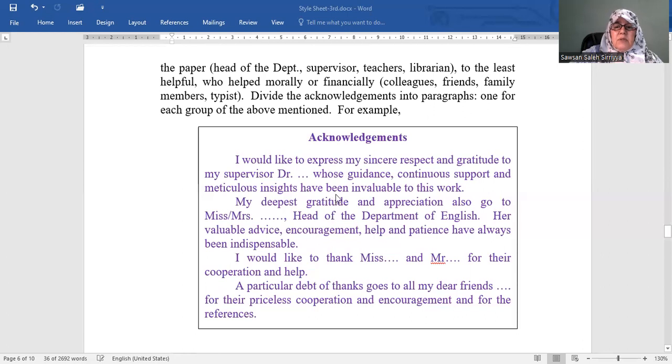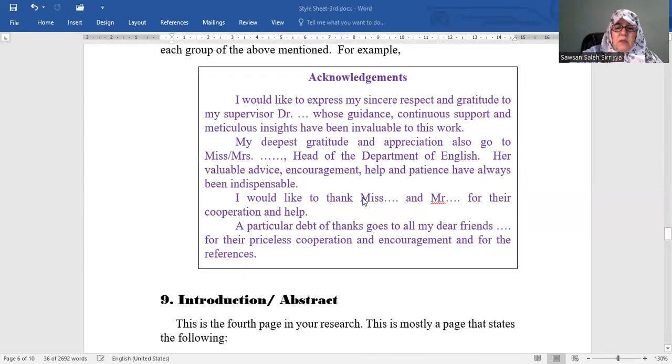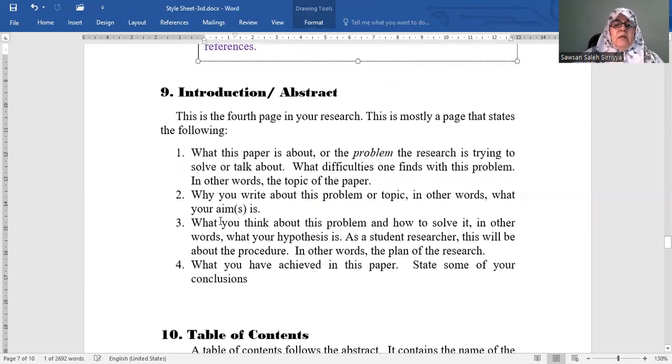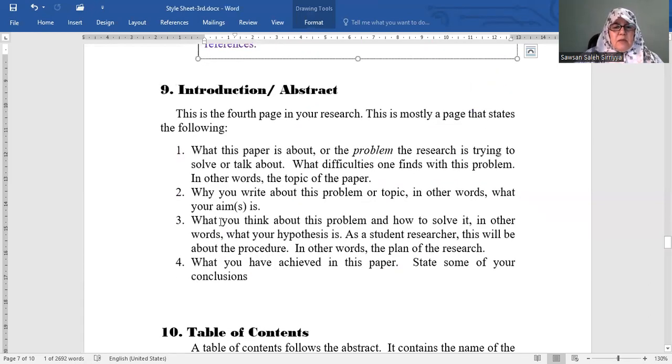Divide acknowledgements into paragraphs. You see here, this is an example. To your supervisor, to the head of the department, to your teachers. If you don't know his, let us say, academic title, say Miss or Mrs. or Mr. Now, what do you write in the introduction or abstract?